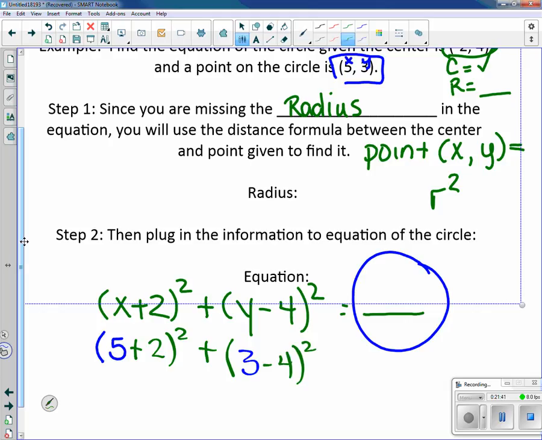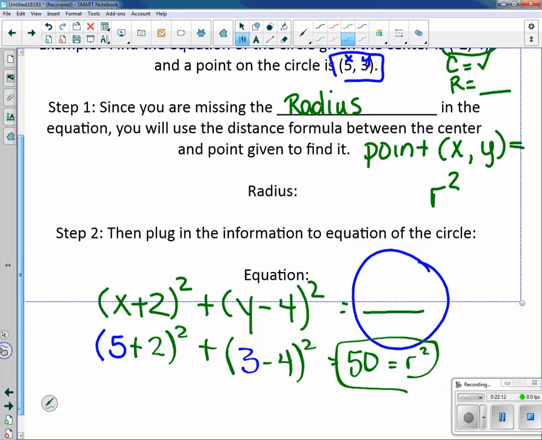And what do you get when you plug that into your calculator? Just like that. What? You get what? You get 50. Did everybody else get 50? Perfect. So guess what? That means that is your r squared. I didn't ask you for the radius. I just asked you to write the equation. Are you with me? Miss Robinson, you with me?